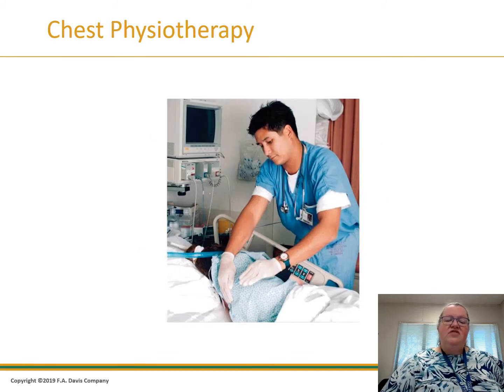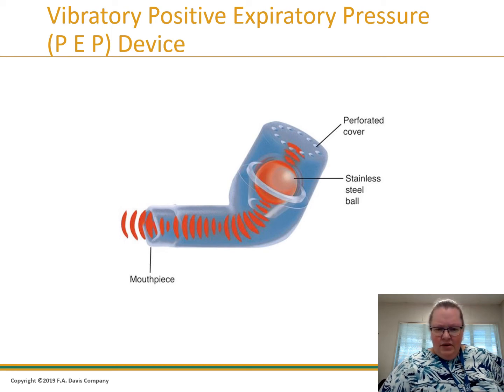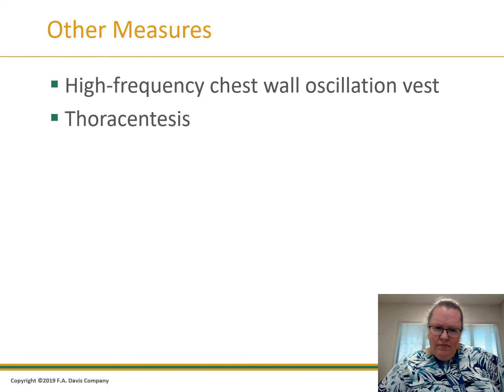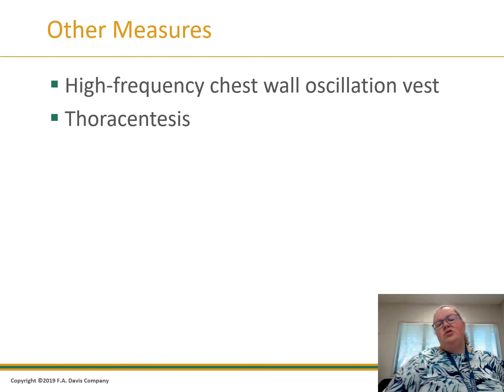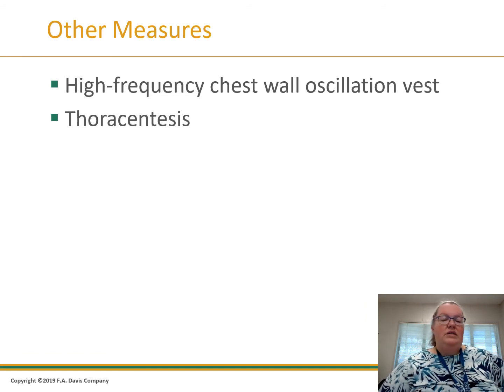Oh, and these are chest physiotherapy, where you do percussions on the back to try to loosen up phlegm so it can get coughed up. Vibratory positive expiratory pressure, that's your PEP. That's basically air that keeps the alveoli a little bit open. Okay, I don't know what this is. Other measures are high frequency chest wall oscillation, the vest, and a thoracentesis.